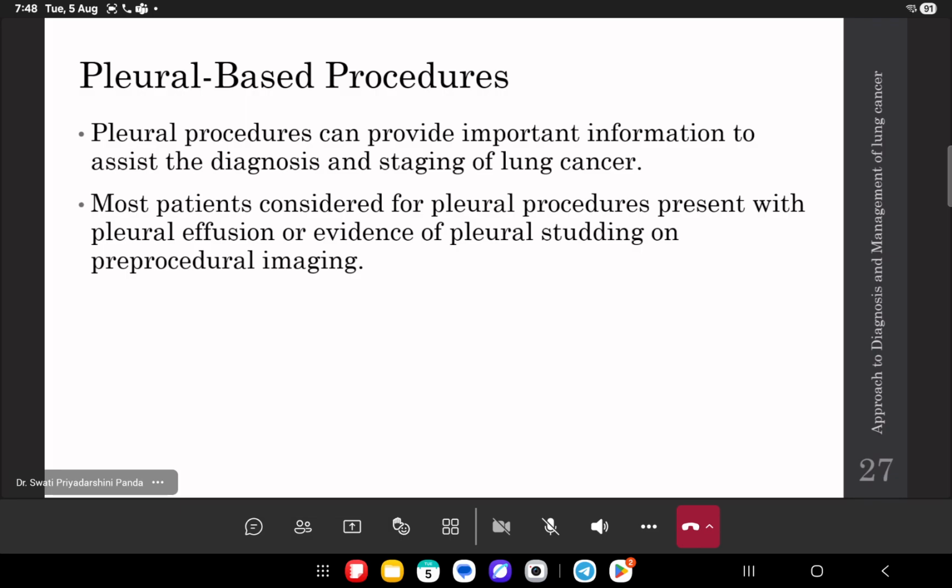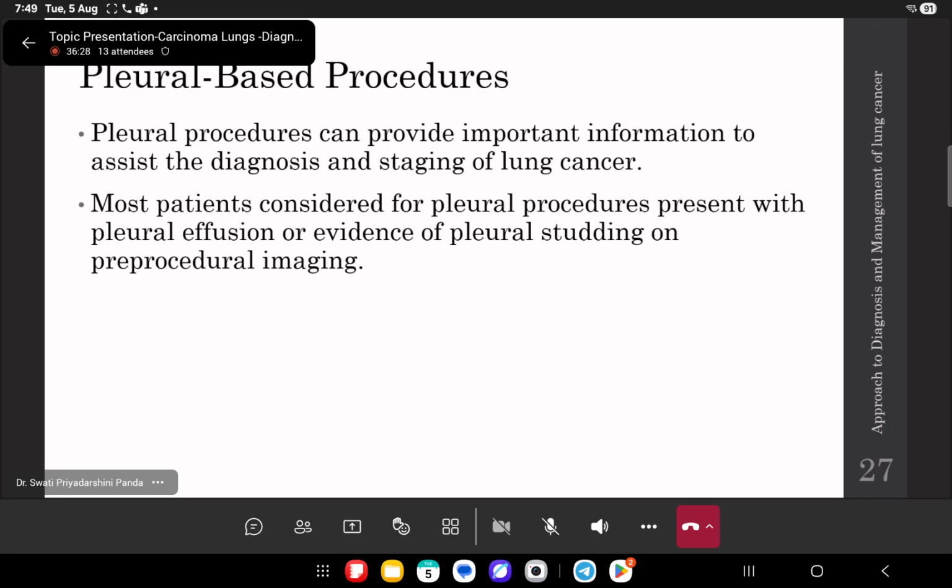Pleural-based procedures. Pleural procedures can provide important information to assess the diagnosis and staging of lung cancer. Most patients considered for pleural procedures present with pleural effusion or evidence of pleural thickening on pre-procedural imaging.